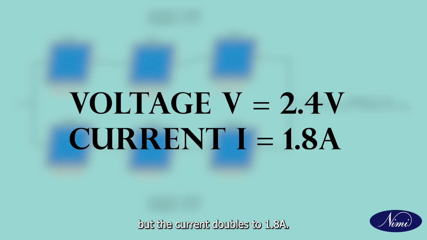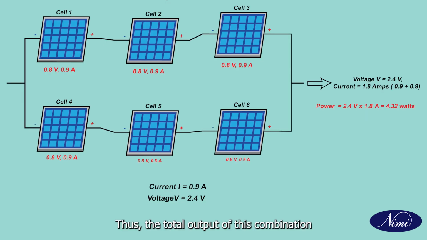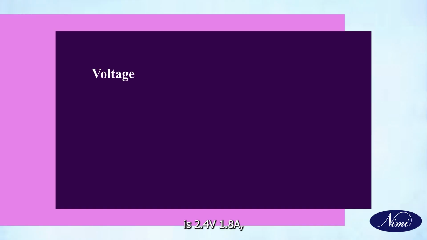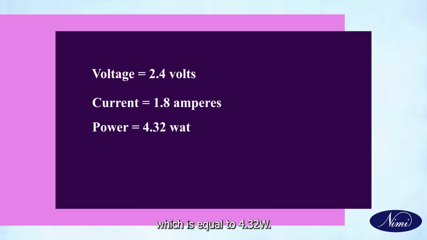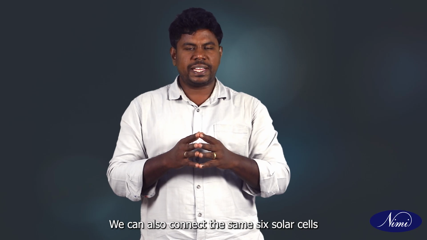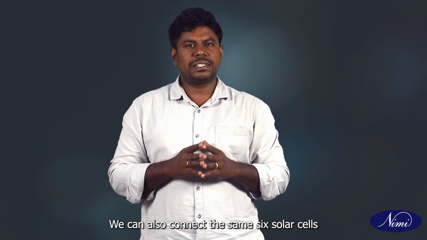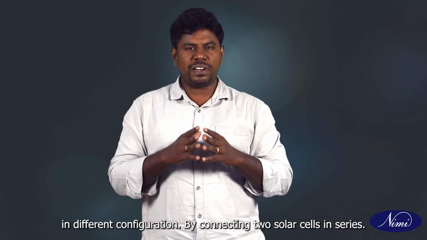doubles to 1.8 amperes. Thus, the total output of this combination is 2.4 volts, 1.8 amperes, which is equal to 4.32 watts. We can also connect the same 6 solar cells in a different configuration.